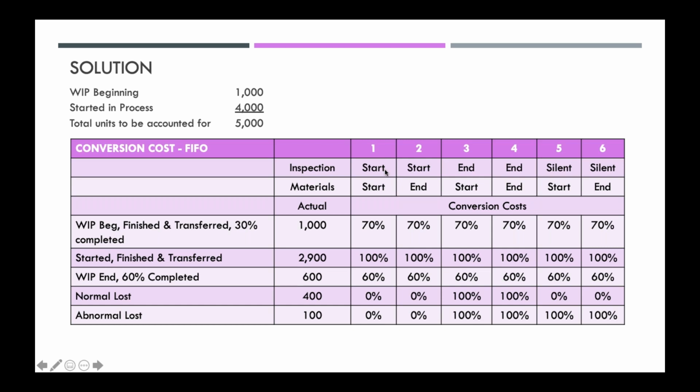Okay, and since the inspection point is at the start, alam agad na nawawala na yung mga units na yun, we have lost units, wala nang nai-apply na conversion cost, 0, 0 at the start. Now, if the inspection point is at the end, 100%. If the problem is silent, for normal loss, 0%, assume at the beginning. If it is abnormal loss, the assumption is at the end. Okay?